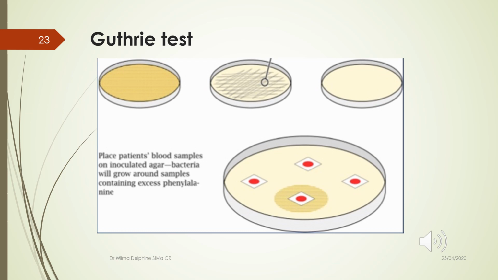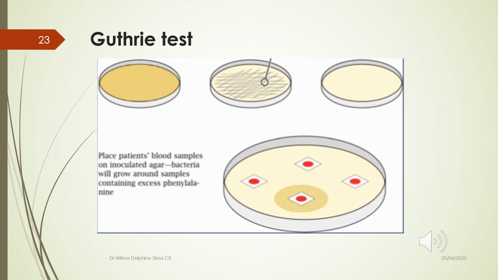The rapid screening test is the Guthrie's test, which was developed in 1961 by Robert Guthrie. Here, certain strains of Bacillus subtilis need phenylalanine for their growth. Bacteria cannot grow in a medium which does not contain phenylalanine. Based on this, Guthrie's test was developed.